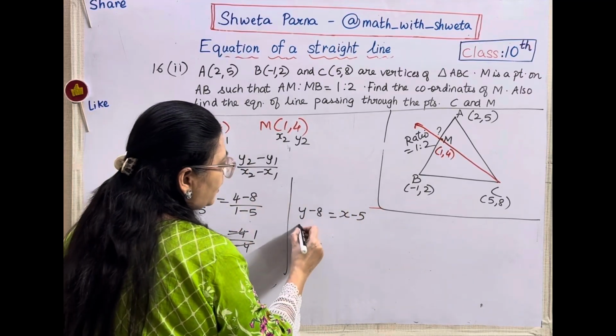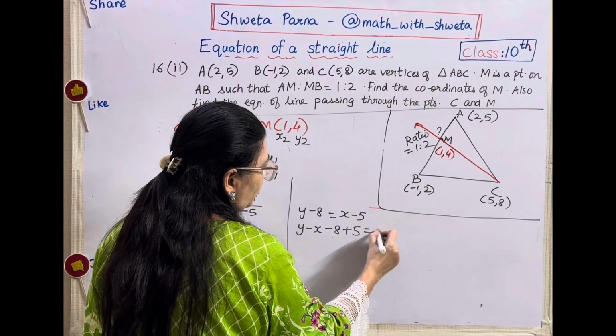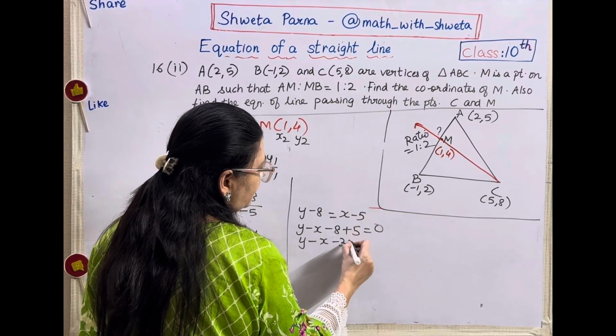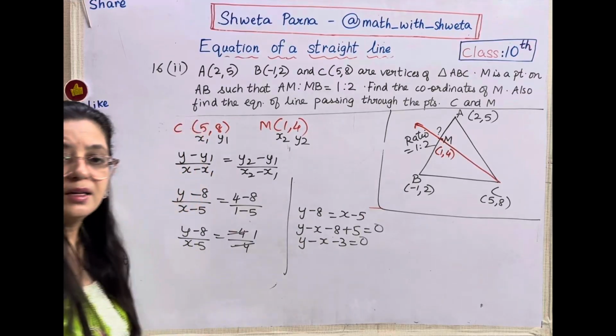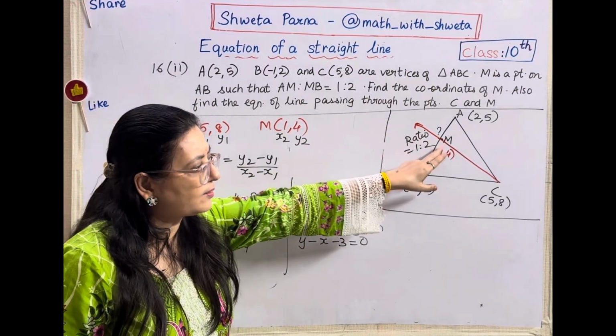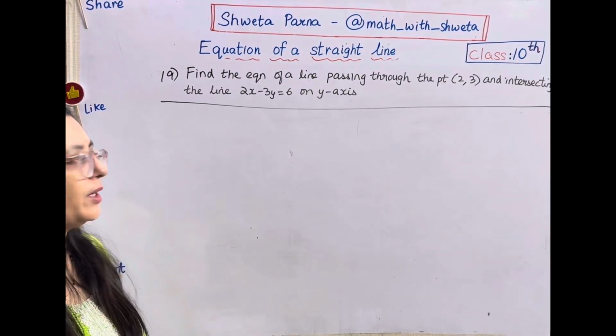Bring all to one side. y - x - 8 + 5 is equal to 0. So the equation is y - x - 3 is equal to 0. This becomes the equation of the line which passes through the points C and M. I hope it's clear. Let's read question number 19.